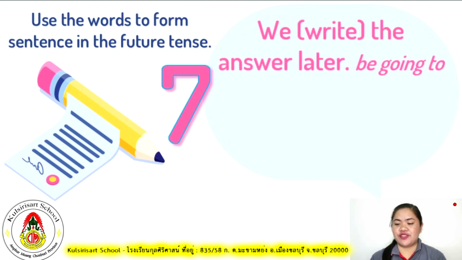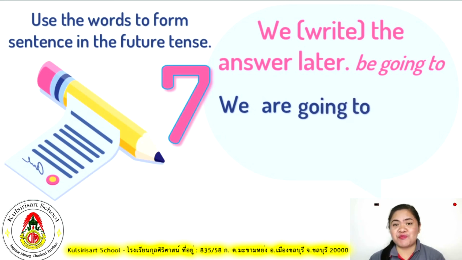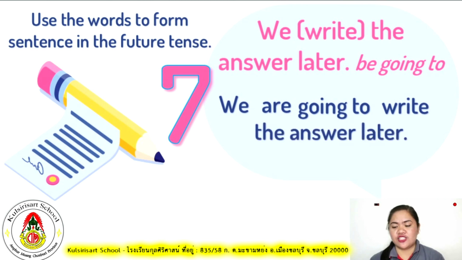Next, number 7. We write the answer later. Our subject is we. Is it singular or plural? Very good. So it is plural. So we're going to use are. And then going to. What is the verb? Okay. The verb is write. The base form of write is still write. And then the continuation. The answer later. We are going to write the answer later.